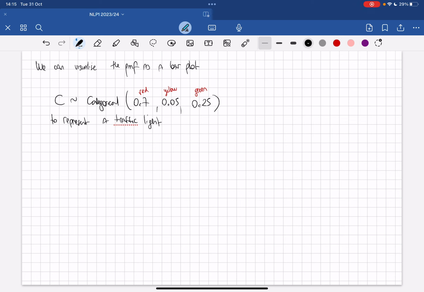Then I can view the PMF as something like this: red, yellow, green. So here I have the sample space, some sort of calligraphic C. And here I have probability. And this is 0.75, this is 0.05, and this is 0.25. This is the PMF.